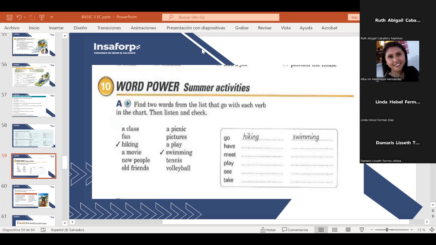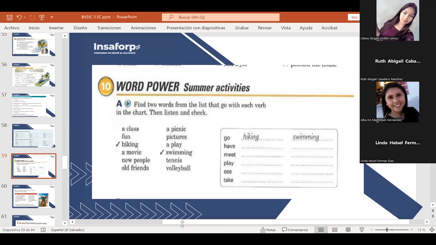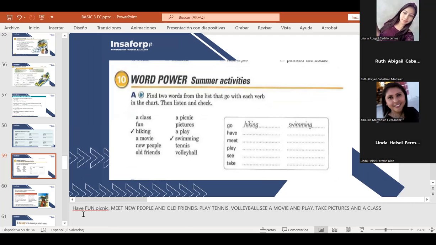Have fun, have a picnic, meet new people or friends, play tennis, volleyball, yeah, maybe. All right, Jacqueline, Vanessa, very good job. Okay, I guess it's time to compare the answers. Vamos a comparar, chicos. Pay attention. Okay, have fun, have a picnic, meet new people and old friends, play tennis, play volleyball, see a movie, see a play, take pictures, and take a class.